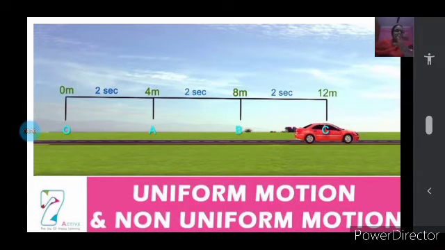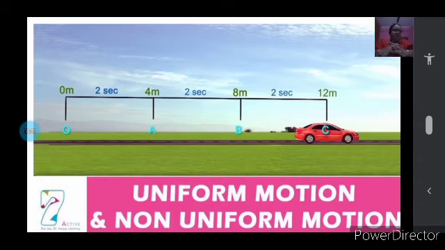O, A, B, C are all at equal distances. Here you see distance and time both are there. Then only you can find out the speed. So O to A, the distance is 4 meters. A to B again 4 meters. B to C again 4 meters.